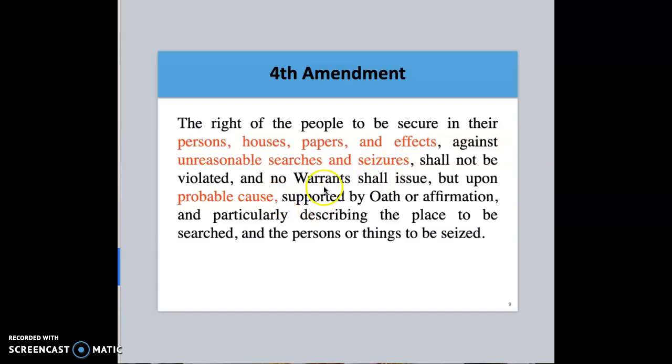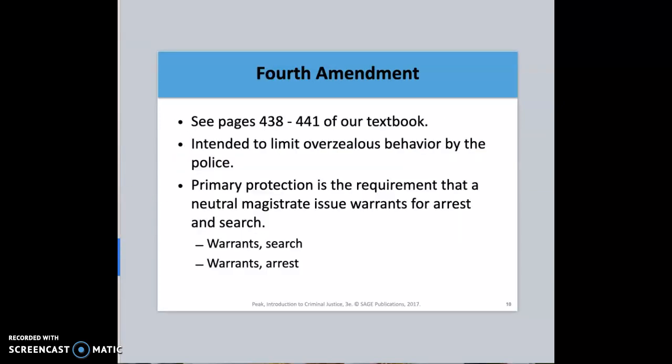The right shall not be violated and no warrant shall be issued but upon probable cause. This is an important concept that you'll learn more about in this class and other classes down the road. But just understand that a person is secure in his person, houses, and effects against unreasonable searches and seizures, and that in order for police to search or arrest someone, they have to have probable cause. The Fourth Amendment, part of the Bill of Rights, is outlined in our textbooks on pages 438 to 441, so take a look at that.